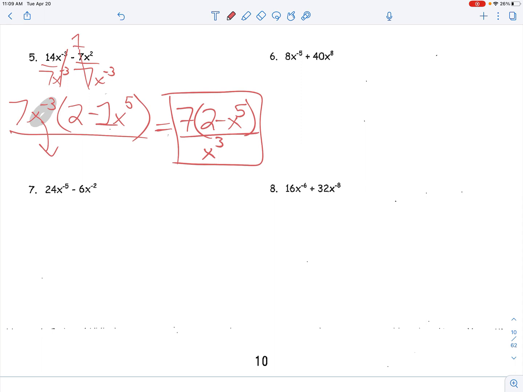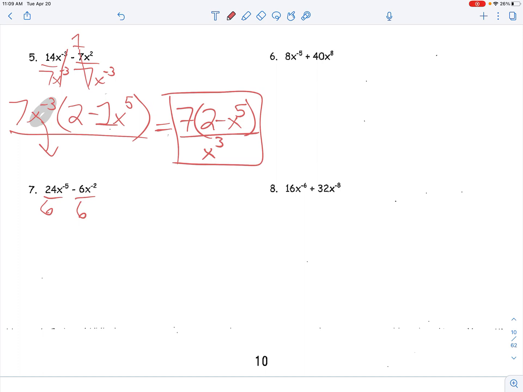Now let's do number 7, people, next one, okay? All right. So the biggest number you can divide 24 and 6 by is 6. Now you have x to the negative 5th and x to the power of negative 2. Ooh, 2 negatives. Take out the smaller of the 2.